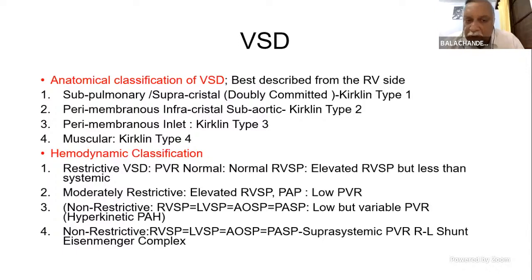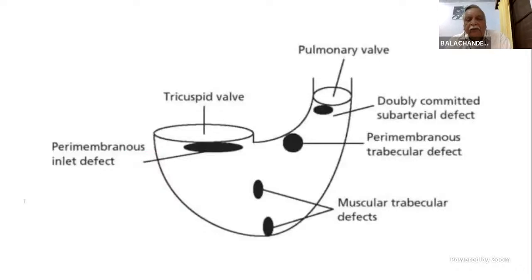Restrictive VSD, what is a restrictive VSD? The PVR is normal. There is a normal right ventricular systolic pressure. It's called moderately restrictive when there is an elevated RV systolic pressure. It is non-restrictive when the RV systolic pressure is equal to systemic, and later on, when the PVR is normal, it is hyperkinetic. When there is a suprasystemic PVR, it is Eisenmenger complex. So this is an important thing to remember in the exam, the hemodynamic classification of VSD. Next slide. Next one.